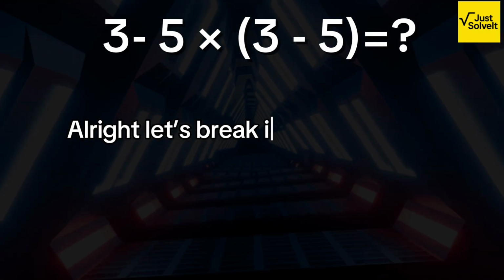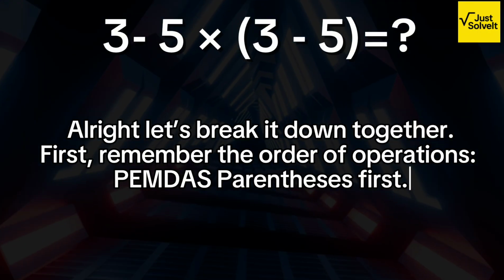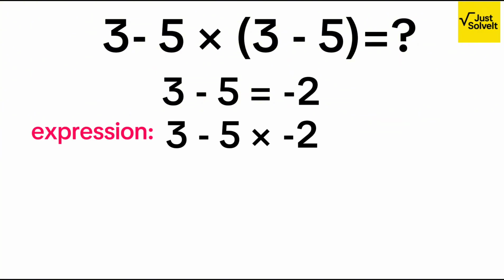All right, let's break it down together. First, remember the order of operations. PEMDAS, parentheses first. So inside the parentheses, 3 minus 5 equals negative 2. Now the expression becomes 3 minus 5 times negative 2.